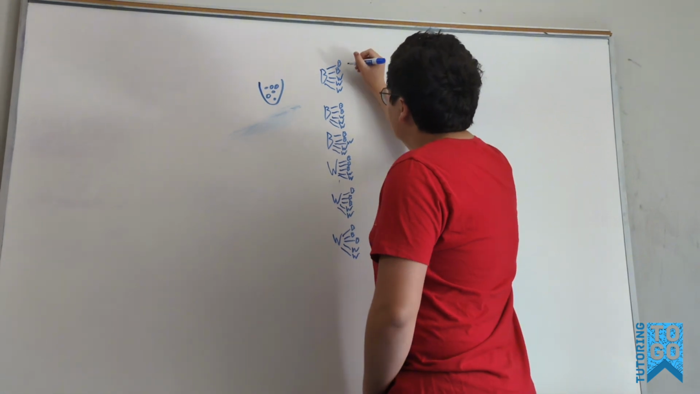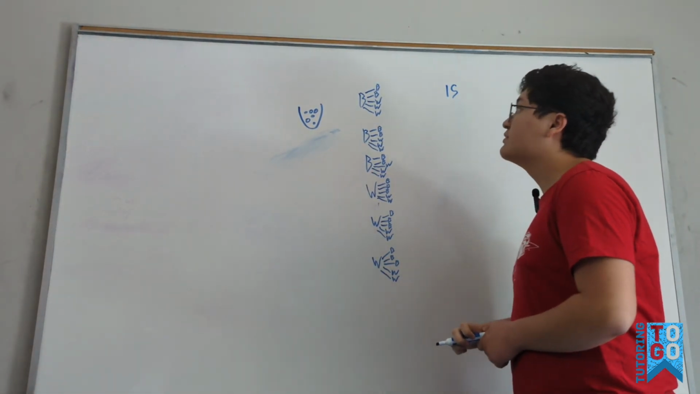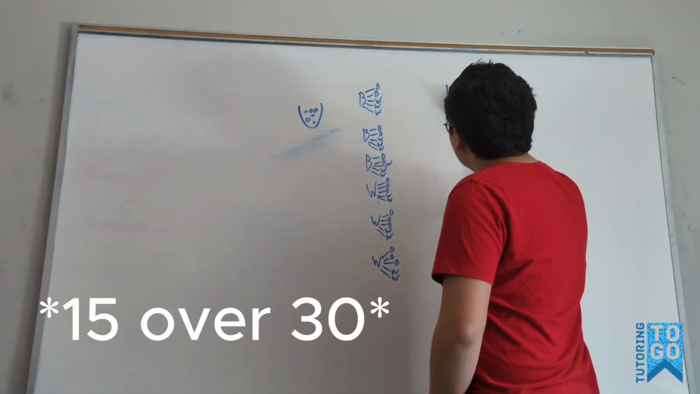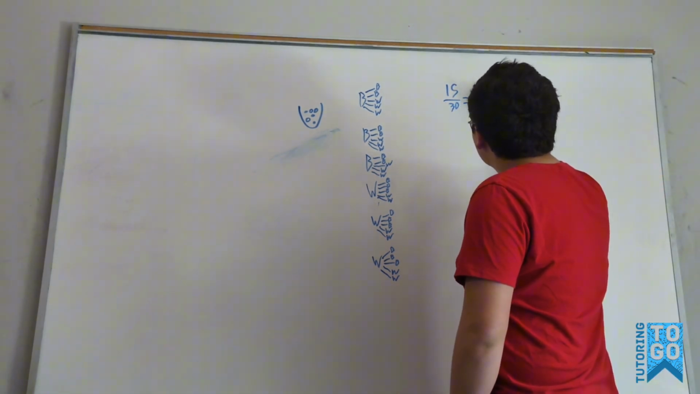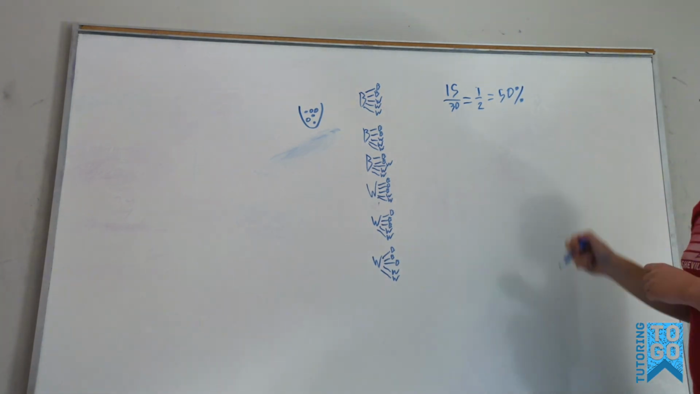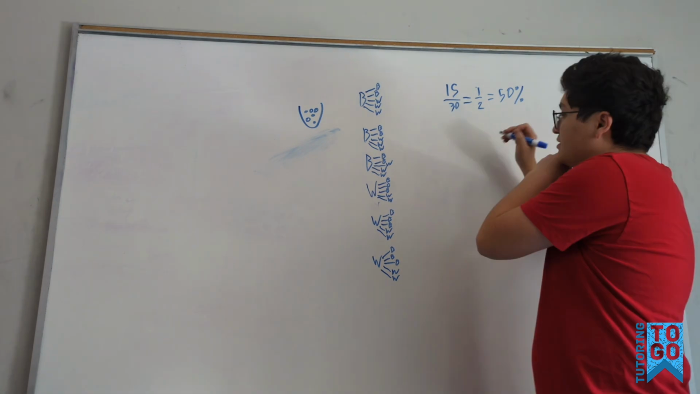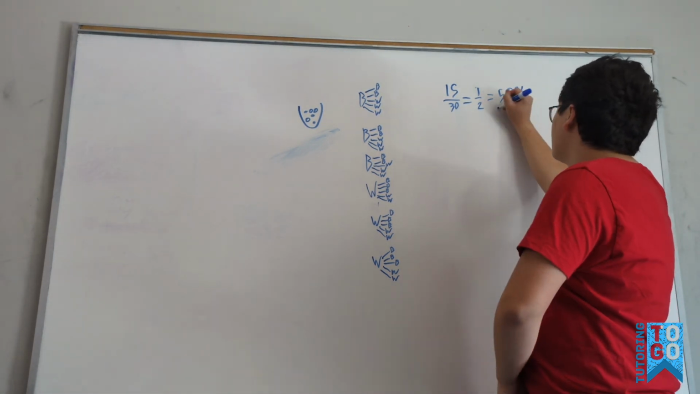And then count our total possibilities. 1, 2, 3, 4, 5, 6, 7, 5 times 6. So that would give 30. So it's 5 over 30, or 1 over 2, or 50%. You can do these calculations with any of the models I've shown you: area model, convert the fraction into a decimal, and then multiply that by 100, which gives you your percentage chance.